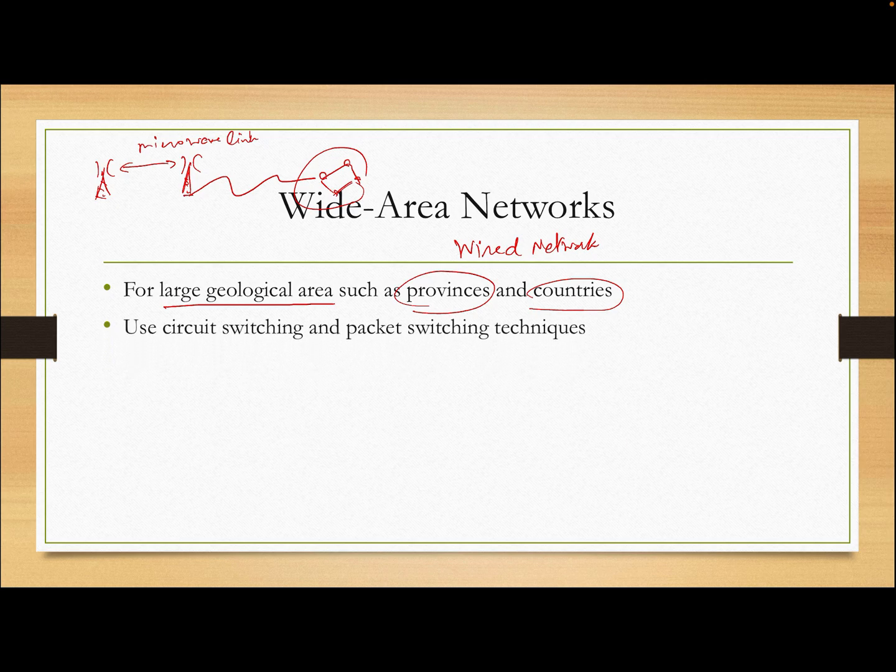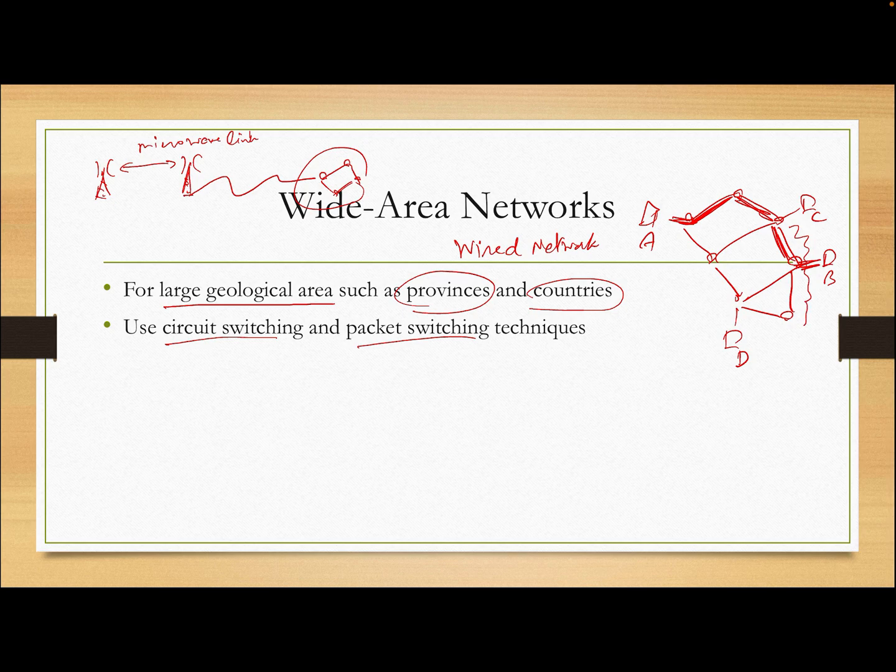The wide area network, or WAN, uses circuit switching and packet switching techniques. Circuit switching works like this. Suppose you have a network like this. A wants to send to B, and A will use this path. Now suppose C wants to send to D. C cannot send, because if you want to go this way, this path is already used by the A to B connection. So C will not be able to connect to D in a circuit switching network.